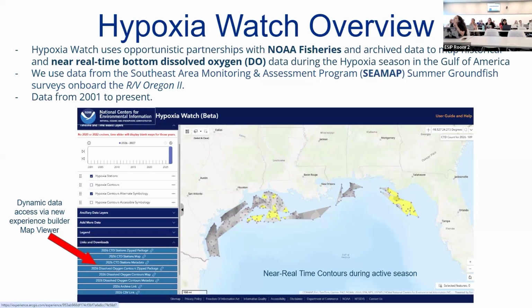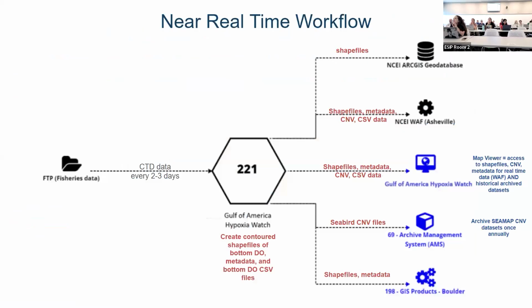We access the archives through it. We access our WAFs, and we can access the near real-time maps that we're making. Okay, sorry, I'm trying to rush, so I'm really not explaining this well. But this is our overall workflow as it is right now.